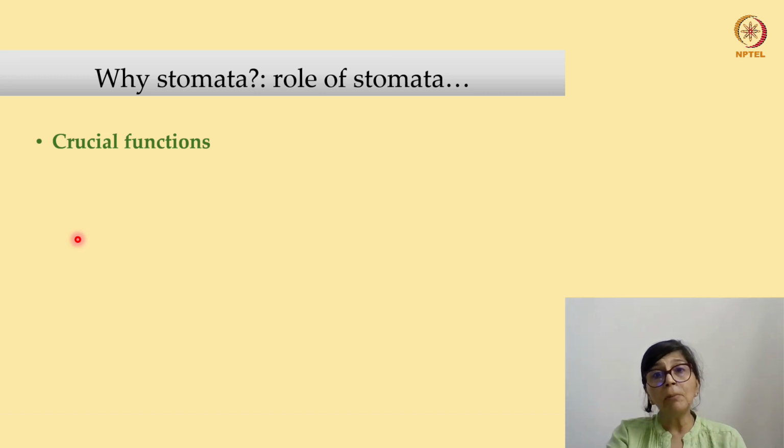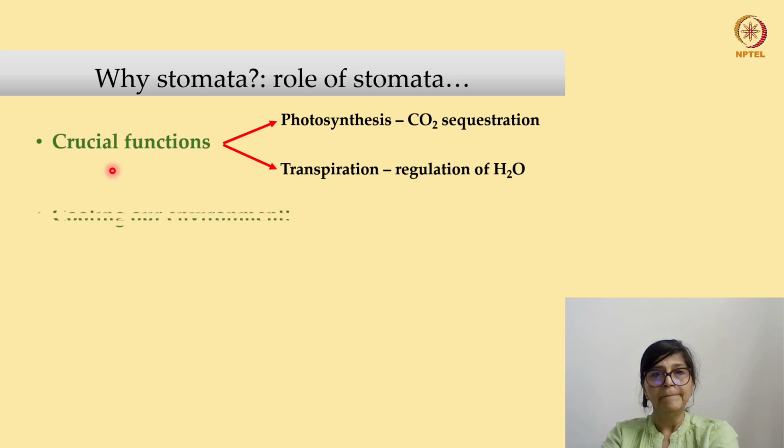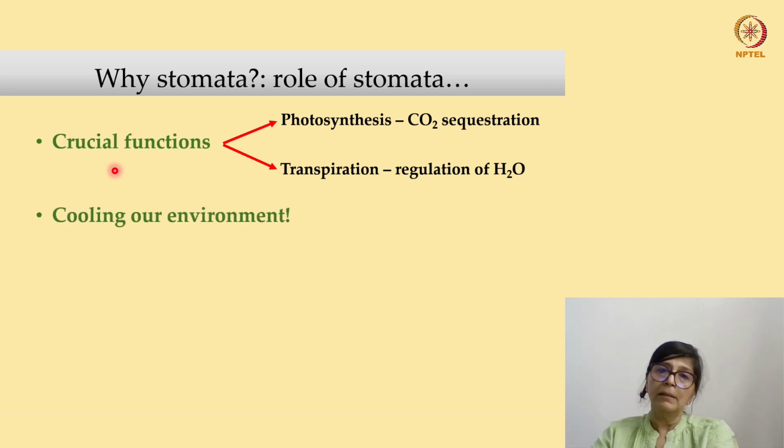Crucial function. Why stomata? As you see, it's one of the most important cells on the plant and performs the most important job for us as well as the plant kingdom, which is photosynthesis, carbon sequestration, as well as transpiration, which is eventually also responsible for cooling our climate, right? So cooling our environment, cooling our climate.